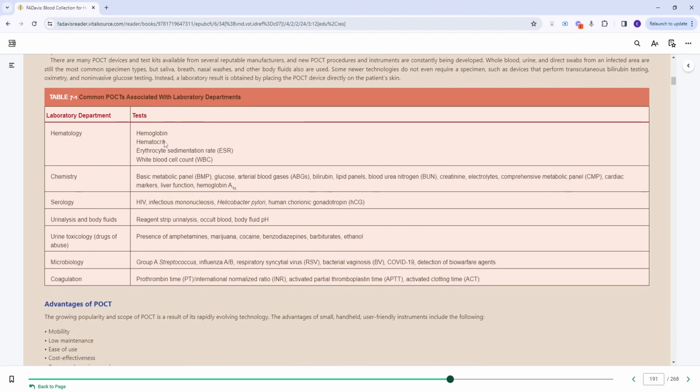Here are some of the common point of care tests, or what's being tested, by laboratory department. I'm not going to go down through all of these, but you do need to read these and be familiar with them generally. Most of them may make sense to you as we are nearing the end of your program.